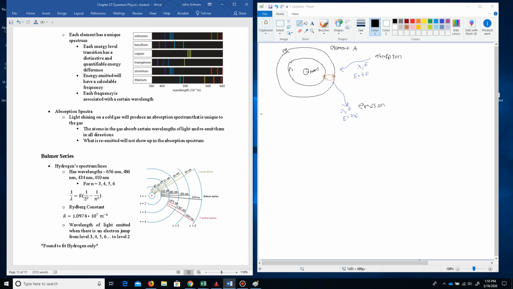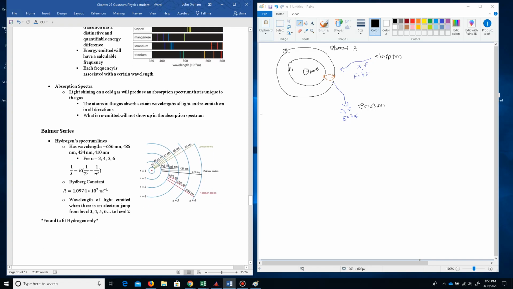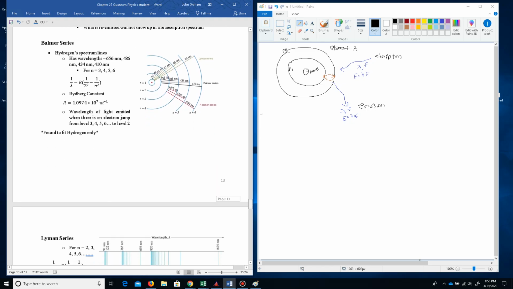Now, we get into certain series, and at first these may be difficult to understand, or seem more complex, but they're not really as complex as we would think. You just have to look at them and not get too overboard with them. And so the first one is the Balmer series, which is these sets of black lines.